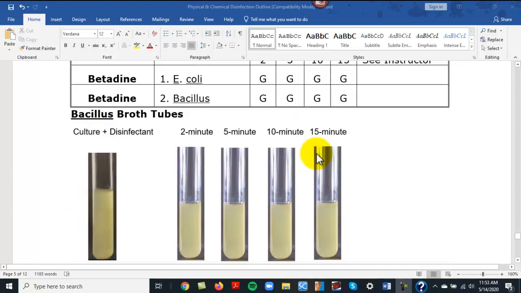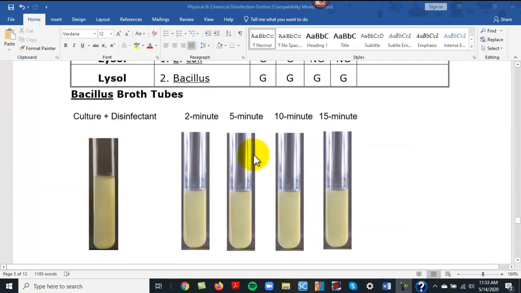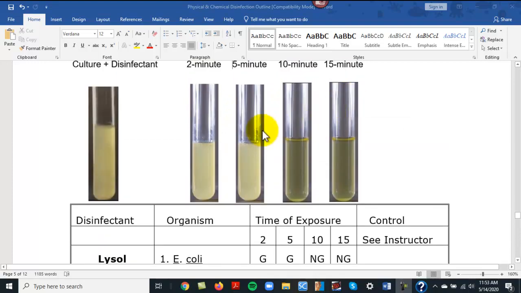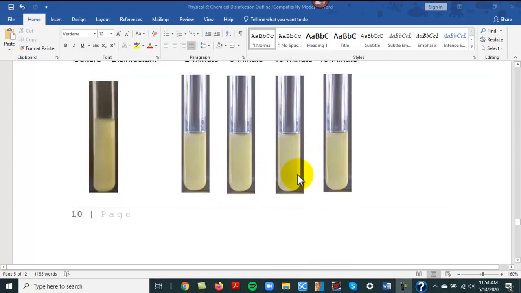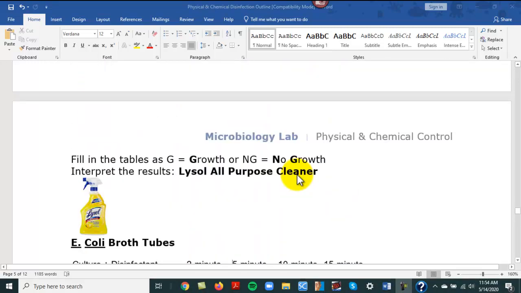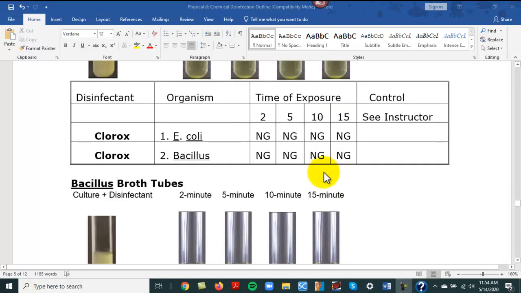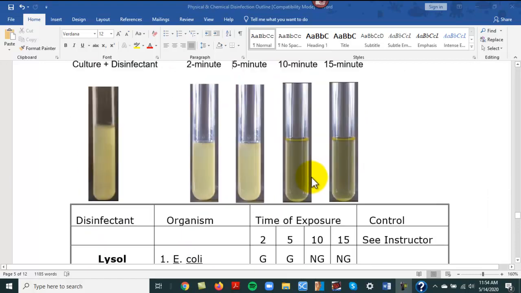So this is an example of a chemical experiment. Please be able to interpret these tubes. What does it mean when 2 are cloudy and one is clear? These 2 have growth. This one does not. If you had growth in all 4, that means that chemical is not very good at killing that microbe. In the case of Clorox, they're all clear like this, so Clorox is very efficient at killing bacteria.